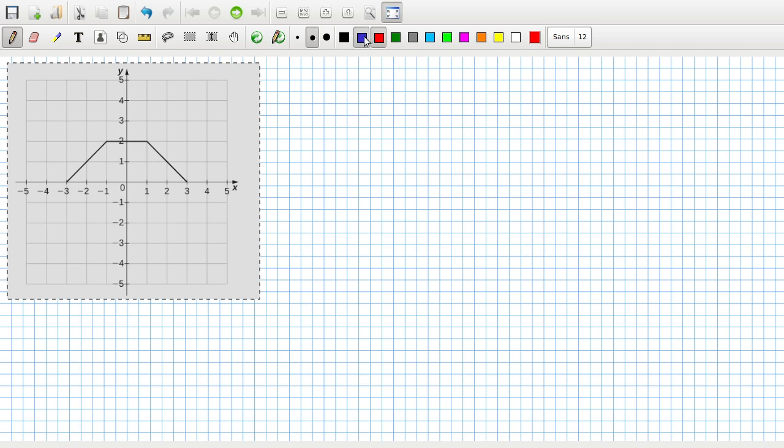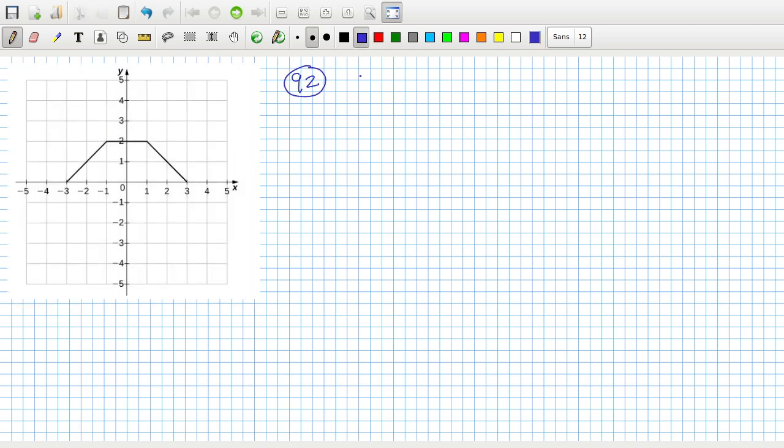Okay, so 92, g of x equals f of x plus 1. Well, that's fine. It's just this is raised up 1 unit, so that would be there, that would be there, that would be there, and that would be there. So that one is y equals g92 of x.